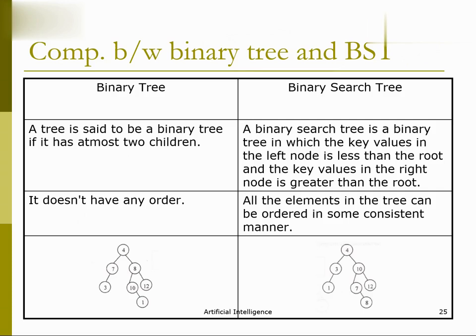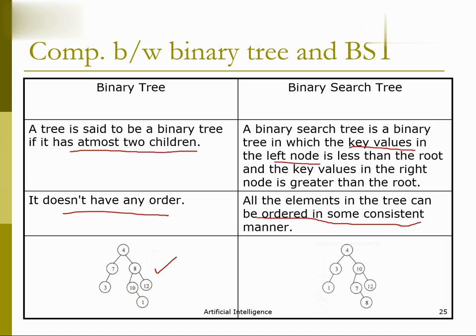When we compare a binary tree with a binary search tree, a binary tree is one which can have at most two children and it doesn't have any order. This is one example for a binary tree. Whereas a binary search tree is one in which the key values in the left node would be less than the root and the key values in the right node would be greater than the root. So they maintain some order in a consistent manner. This is one example for a binary search tree.